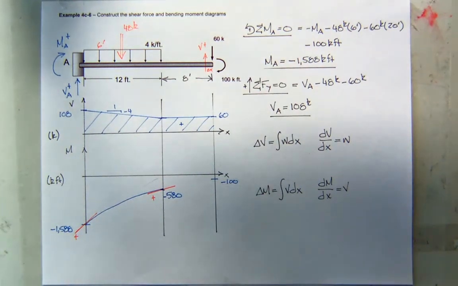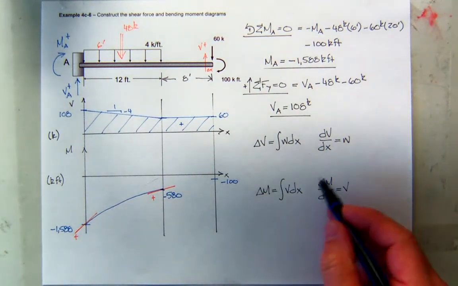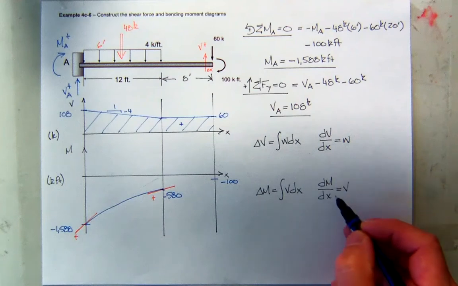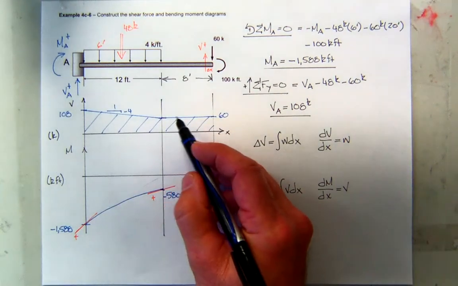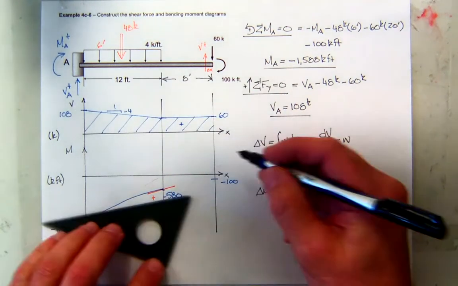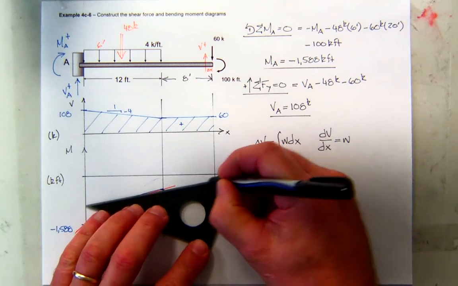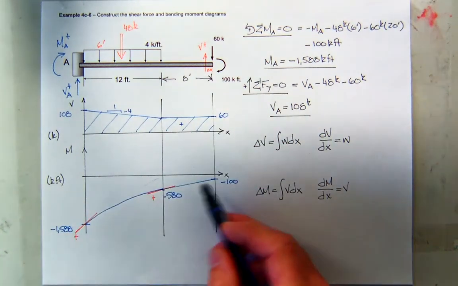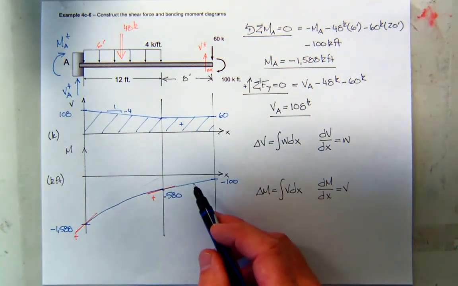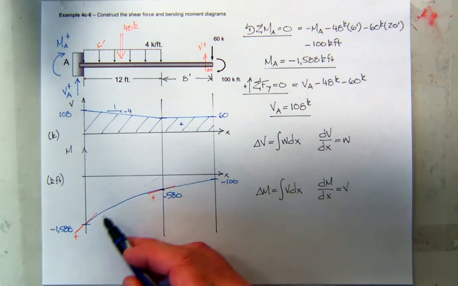And what's the slope? Well, it's equal to the shear, and the shear is constant. So it should be a straight line. So that is linear, and then this is quadratic.